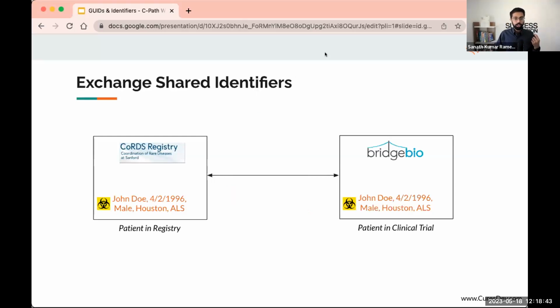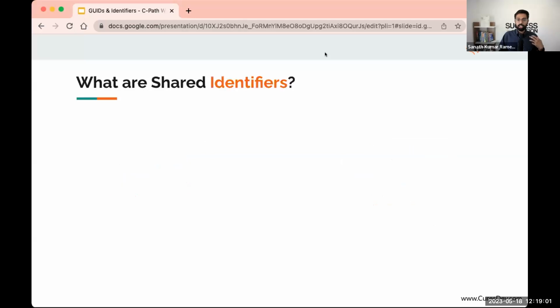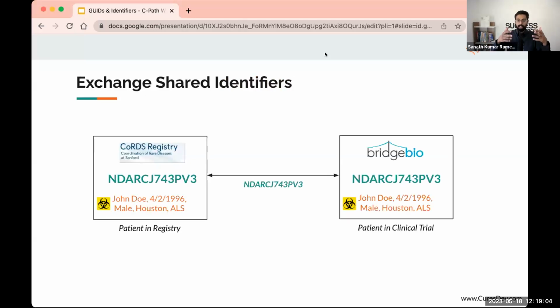Instead, you would want to share identifiers. Let's say there is a shared identifier, a random number that represents this patient on the cards registry, and the same identifier, the same random number representing the patient in the clinical trial registry. Then you can connect them together by sharing the identifiers. The identifiers themselves have less of a privacy burden when it comes to sharing, and there are more techniques to make them even better and safer and more privacy friendly.